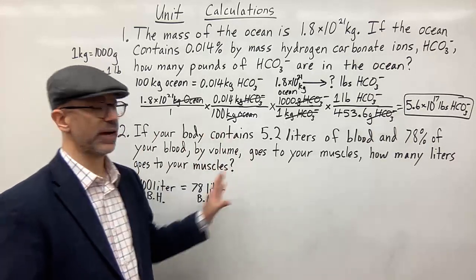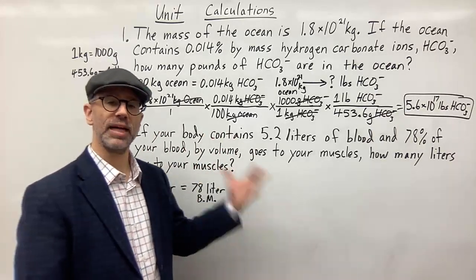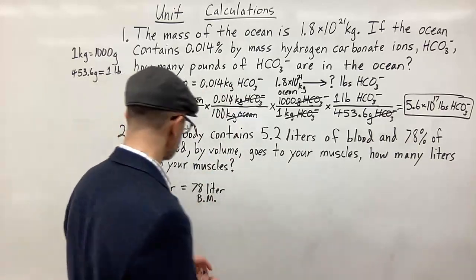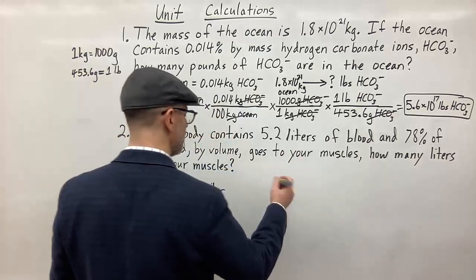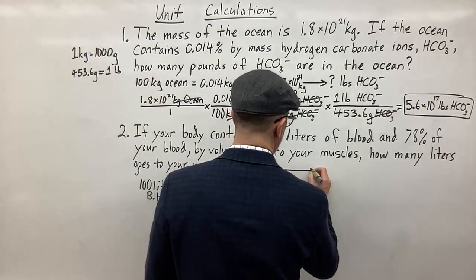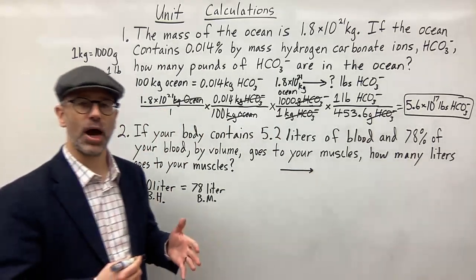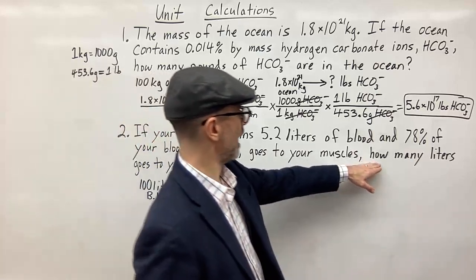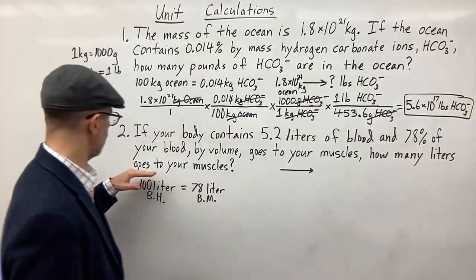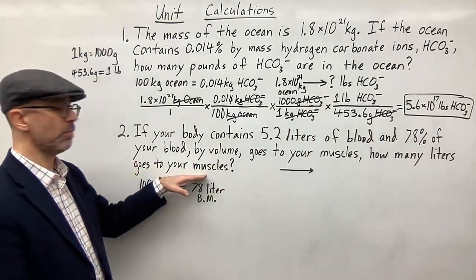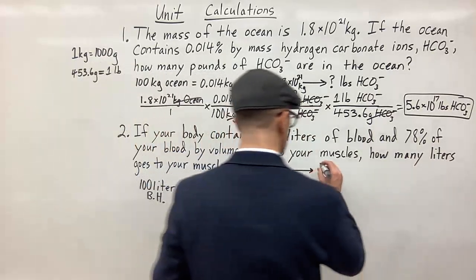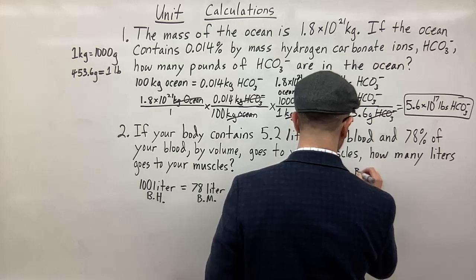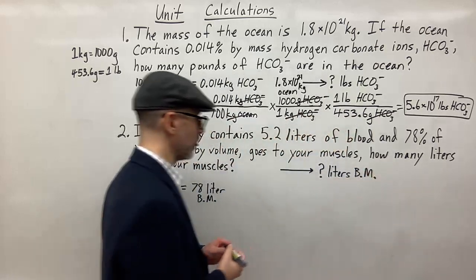Now, there are no other conversion factors or relationships given in the problem, but that doesn't mean we aren't going to use any others, just like in this problem here. So now to figure out where we begin and where we end. Remember what I said, the end of your problem is the beginning of the question. So here's the beginning of the question. How many liters of blood goes to your muscles? So we're trying to find liters of blood to the muscles.